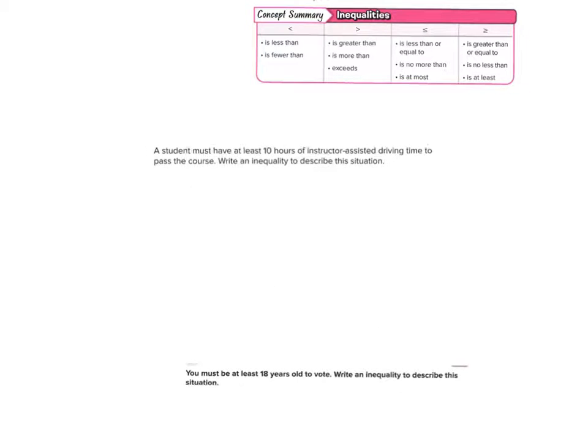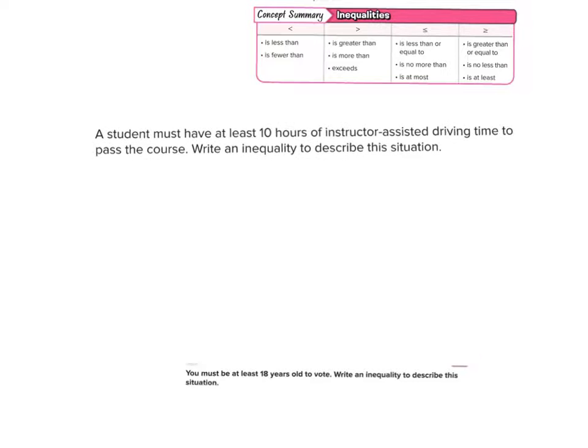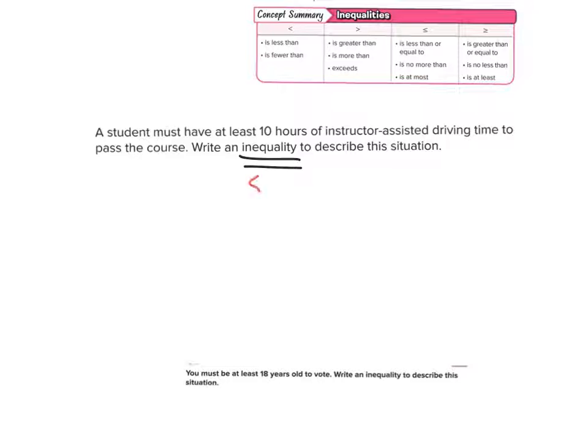I'll read this out loud. It says a student must have at least 10 hours of instructional assisted driving time to pass the course. Write an inequality to describe the situation. So when I see an inequality, I need to think of less than, greater than, less than or equal to, or greater than or equal to. All of these qualify as inequalities.